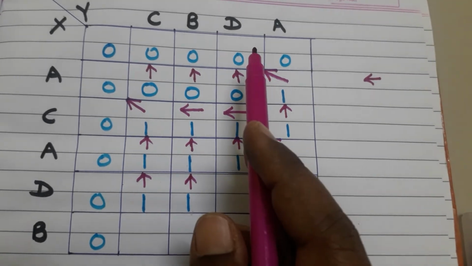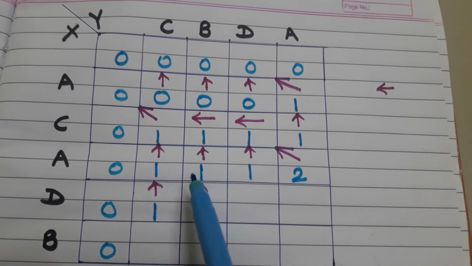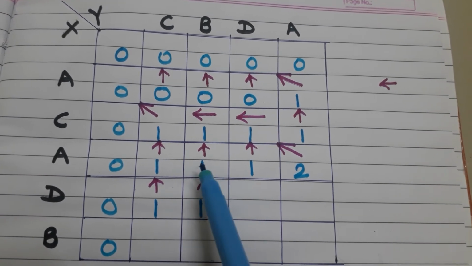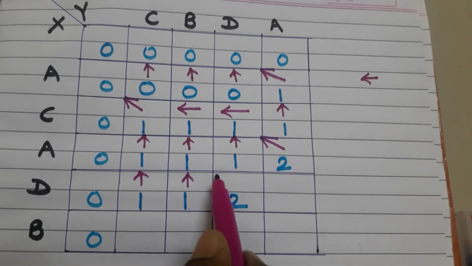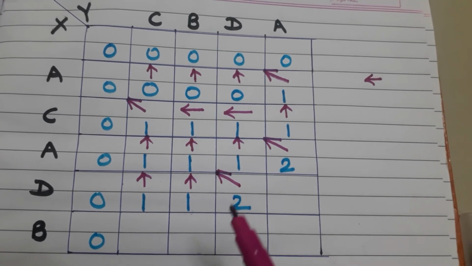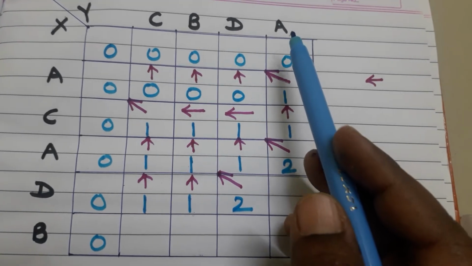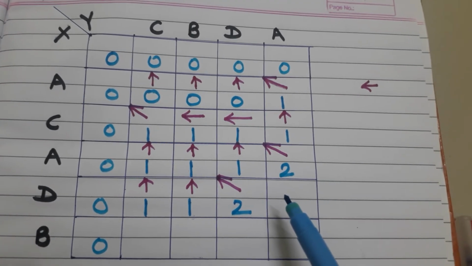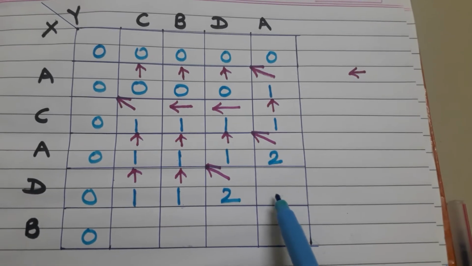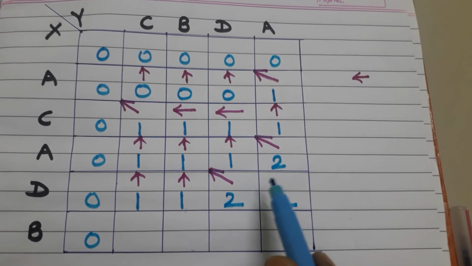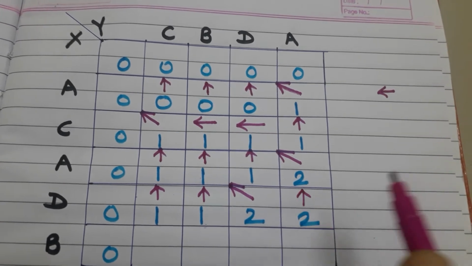Again D and D is given. So both are same. So when both are same, what we will do? We will add 1 to the diagonal element. So this 1 plus 1 is 2. So here it comes from the diagonal element, therefore we write an arrow. Now after that here D is given and A is given for this cell. So both are different. Here both values are 2. So therefore we write 2. Either you can write a horizontal arrow or a vertical arrow, but here I will write the vertical arrow.